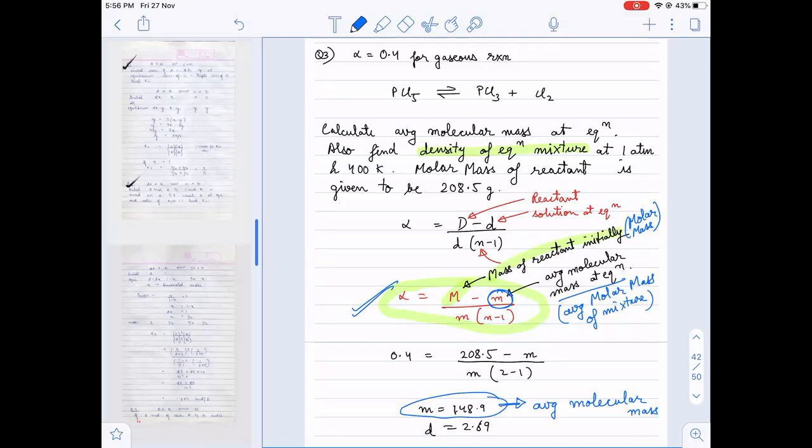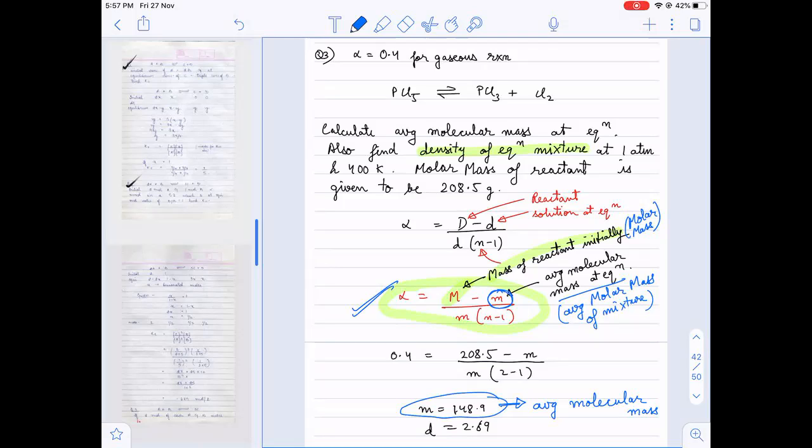Now let's move to the second part. The second part says density of the equilibrium mixture. Please observe, we have talked about two different densities. One is the vapor density and the second one is the actual density. Vapor density is molar mass divided by 2. This vapor density is very different from the density which we know. Density is mass by volume, but vapor density is not mass by volume. Now we are dealing with the actual density. We need the density of the equilibrium mixture.